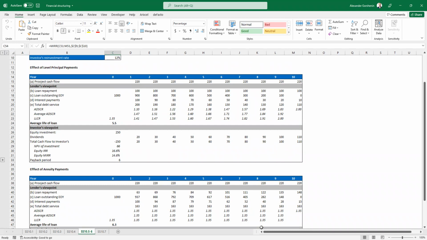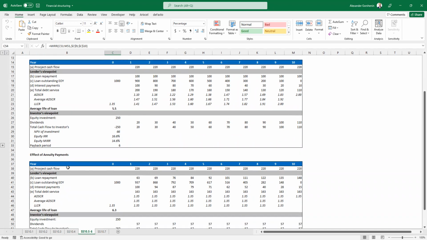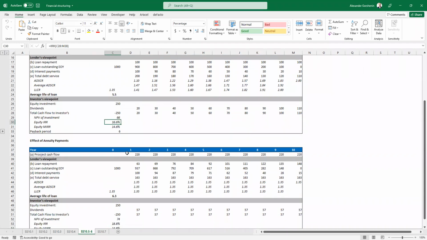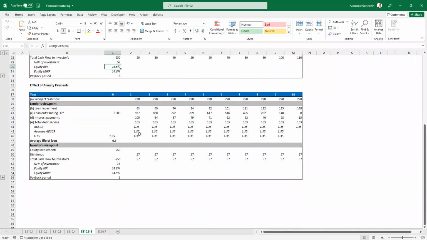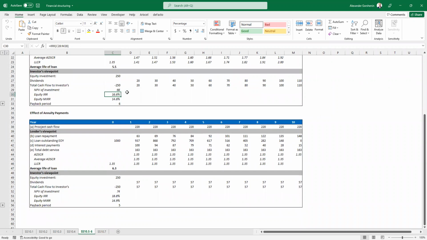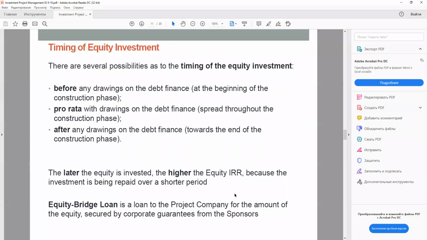So again, please feel free to navigate through all these calculations and see how the timing of payment affects the final figures for IRR, and how the various measures for IRR can also affect the calculations. Now let's switch to the presentation. Okay.